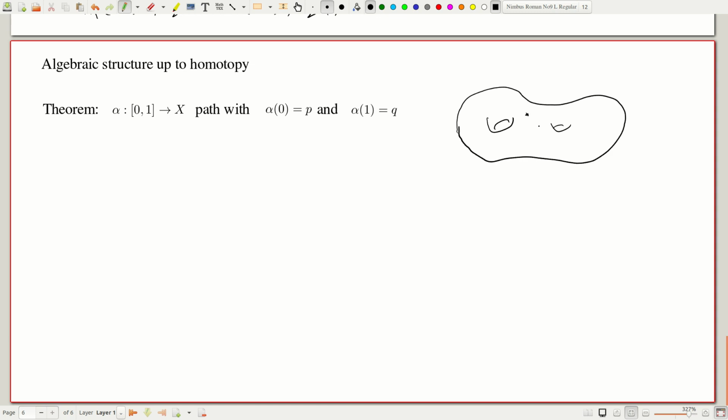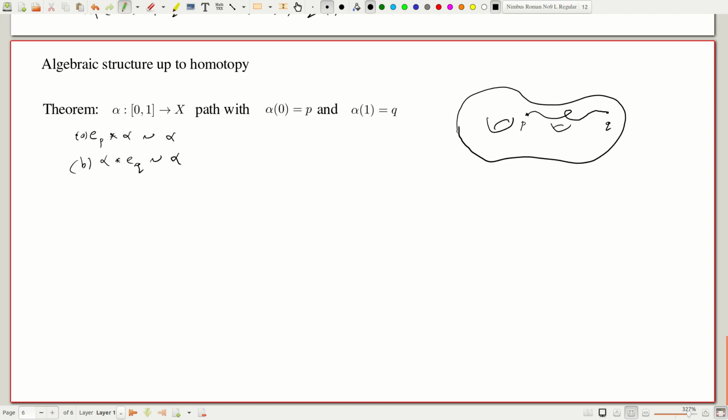So for example, let's just take a space here as usual, and we'll have various paths. Let's take a path alpha. It begins at some point P and it ends at some point Q, and what we know is we have a sort of identity e_P which is constant at P. Let's call this part A. e_P star alpha is homotopic to alpha, and similarly alpha star e_Q is homotopic to alpha. So that e_P and e_Q act like identities.